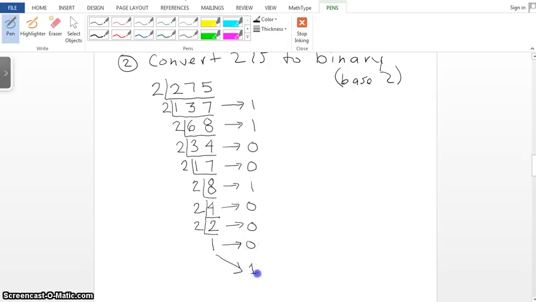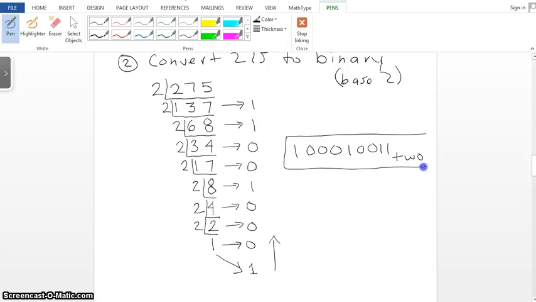But remember, you stop when this number down below is smaller than your base, because you can't take 1 and divide it by 2. But also remember that that left over is the very first part of your answer, and don't forget to read your answer off going up. So for this one, the answer starts with the 1, then I have 3 zeros, 0, 0, 0, 1, 0, 0, 1, 1. This is base 2, binary. Alright, that was a long one.